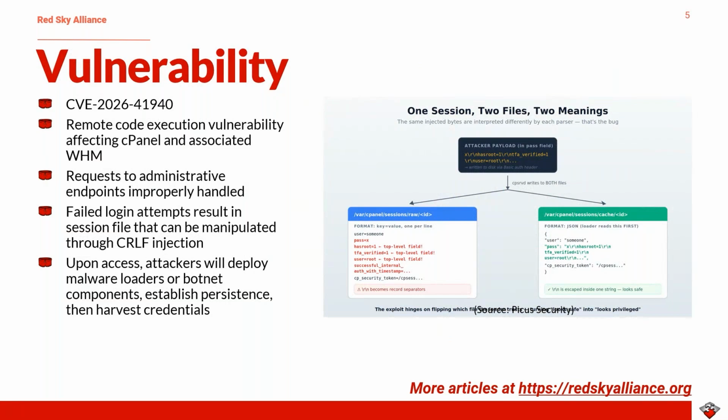The vulnerability in question that's affected cPanel is being tracked as CVE-2026-41940. This is a remote code execution vulnerability affecting several versions of cPanel and its associated software, Web Host Manager, or WHM. There are reports indicating that this vulnerability has been exploited since about February of this year. A fix for this issue is already available for multiple versions of the software.